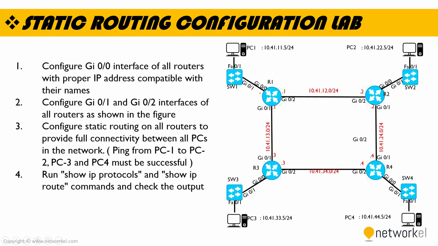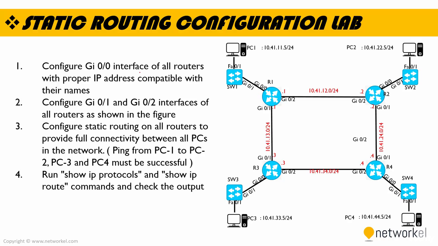In the second step, the lab says to configure the GIG0/1 and 0/2 interfaces of all routers as shown in the figure. And in the third step, we are going to configure static routing and provide full connectivity between all networking devices as is shown in the figure. And in the fourth step, we need to run the show ip protocols and show ip route commands, and we need to check the output.